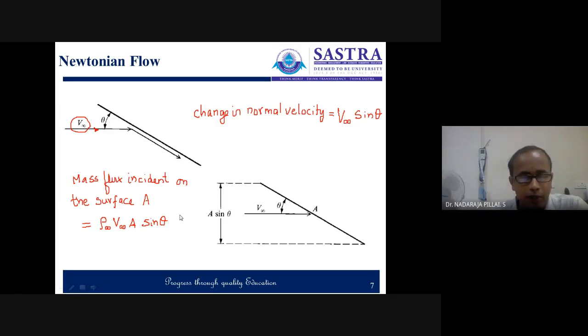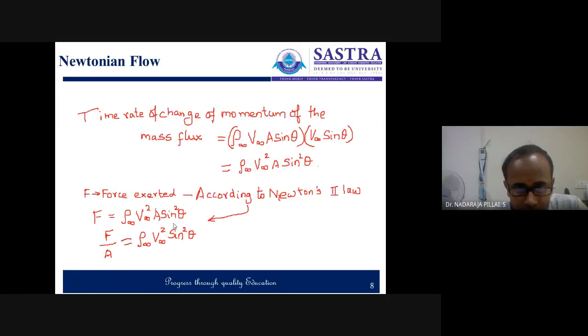Again, we can express the mass flux incident on the surface A. Let us say this is a surface A, and we can write rho infinity V infinity A sine theta. Then the time rate of change of momentum of the mass flux: m dot into V infinity sine theta, that becomes rho infinity V infinity square A sine square theta.